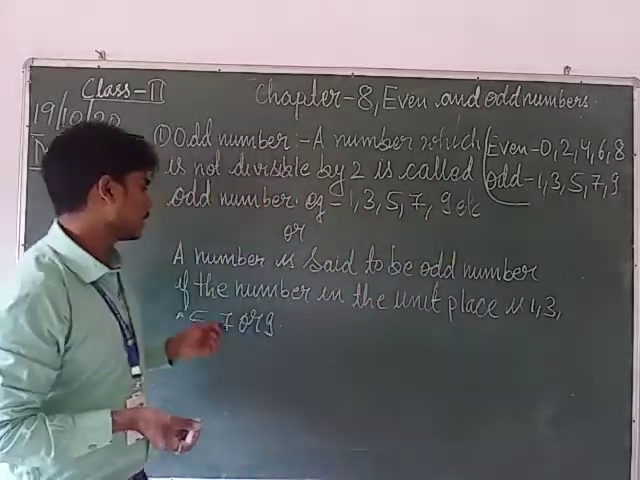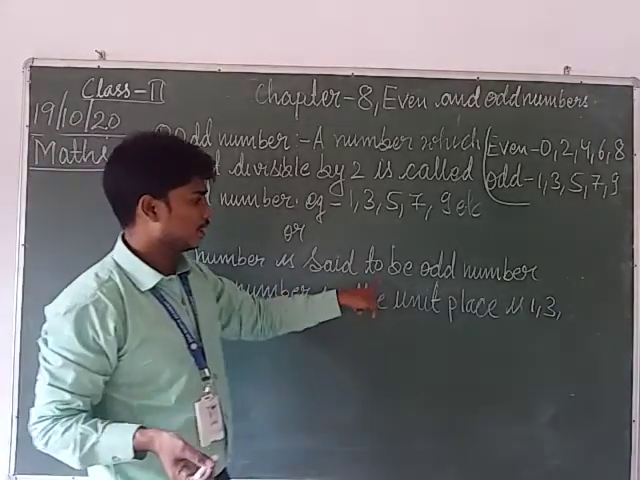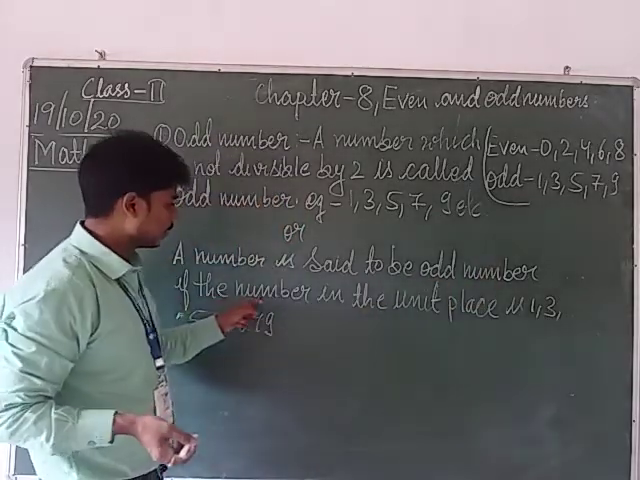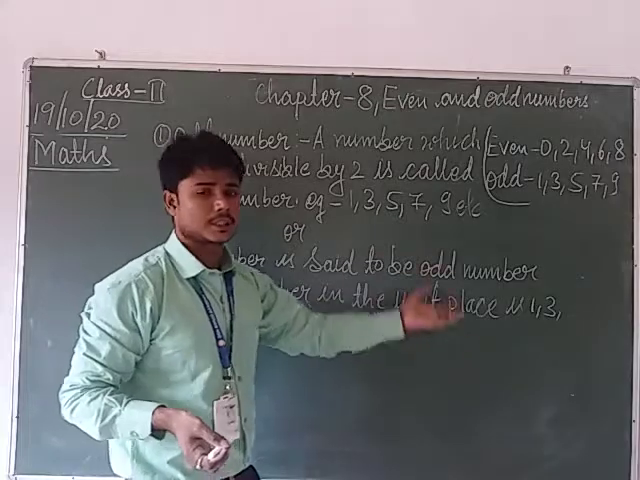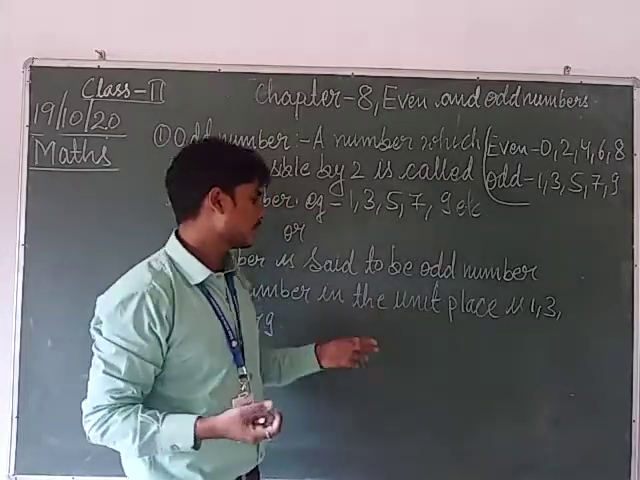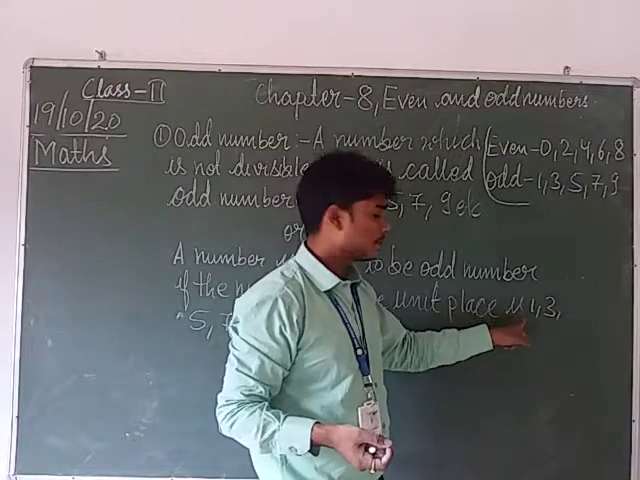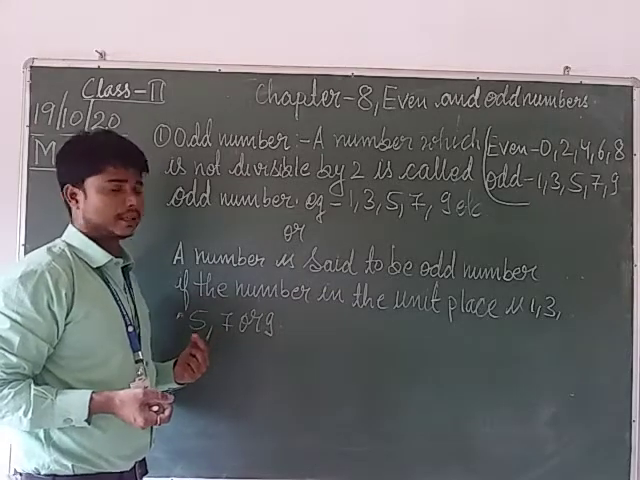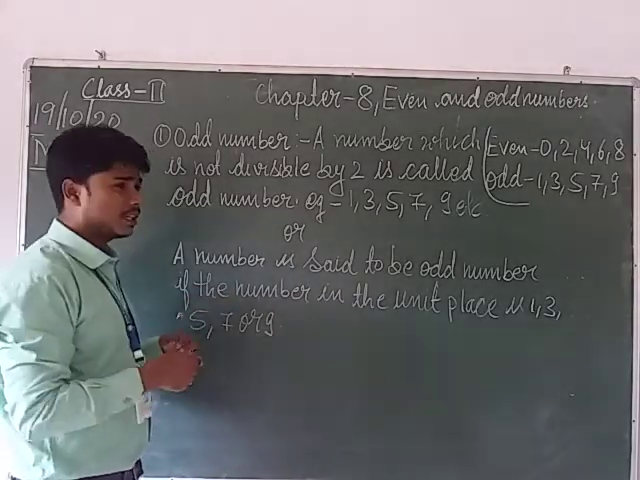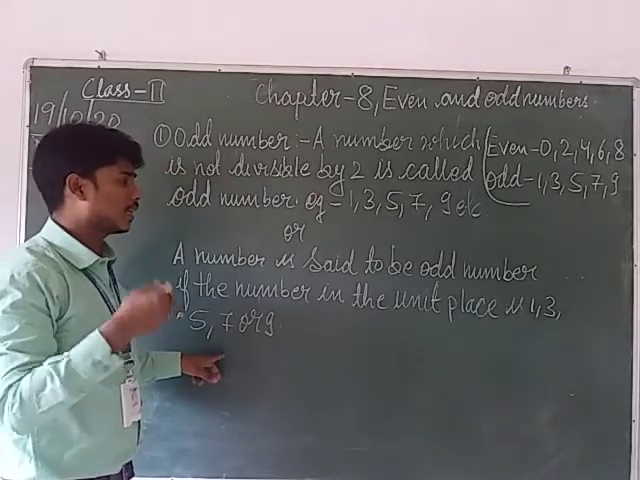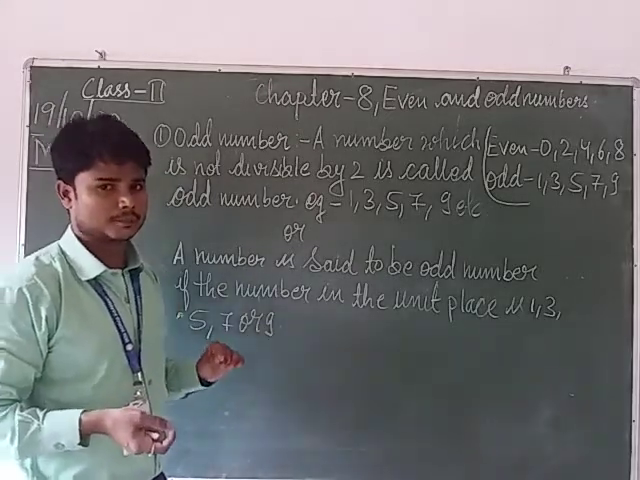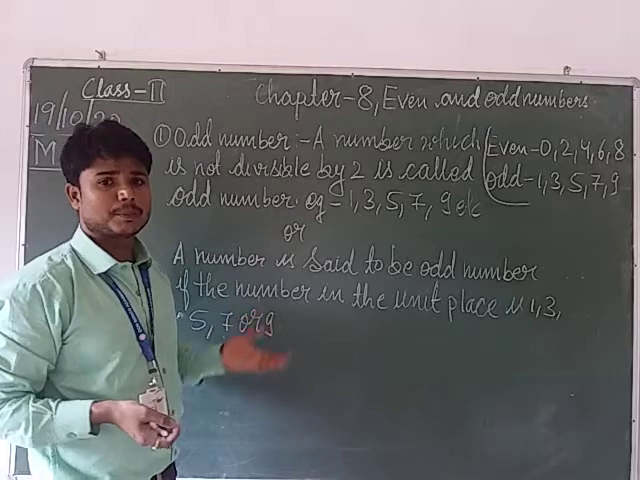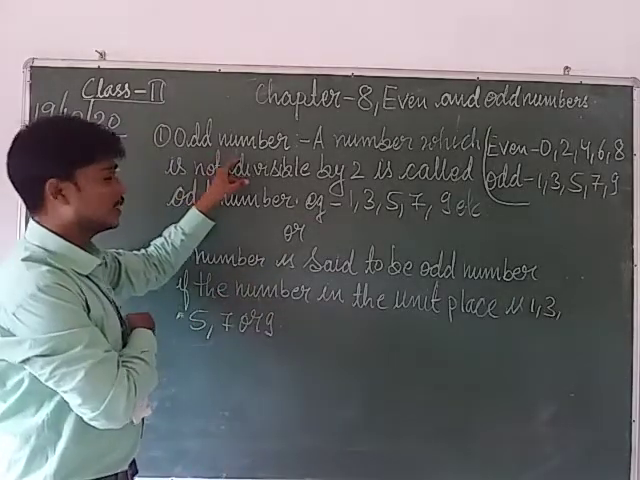Or in another way we can say that a number is said to be an odd number if the number in the unit place, that is ones place, is 1 or 3 or 5 or 7 or 9. Out of these 5 numbers, if there is any number at the unit place, that number is called an odd number. Now I am going to take a few examples, and with the help of that we can easily understand what is an odd number.